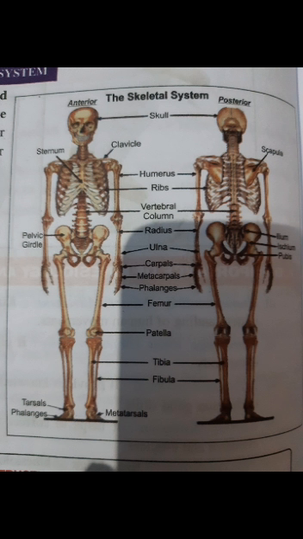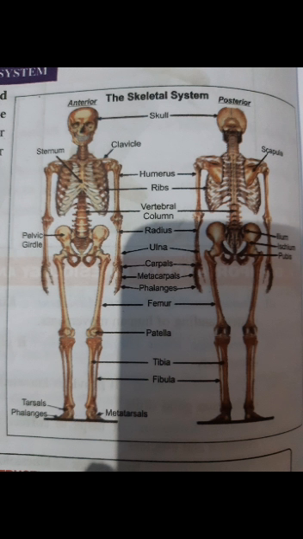The next is the short bone. What is a short bone? They are short in size and cube shaped. They are found in the wrist and phalanges. So this is the long bone and short bone. There are some other types also.